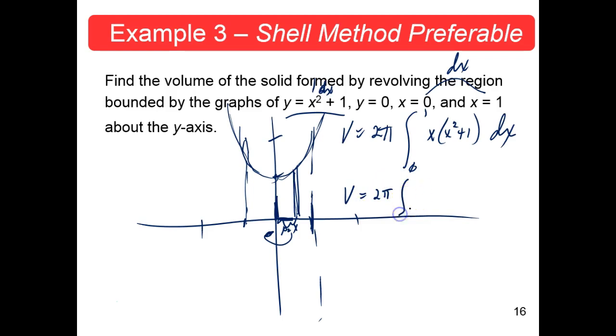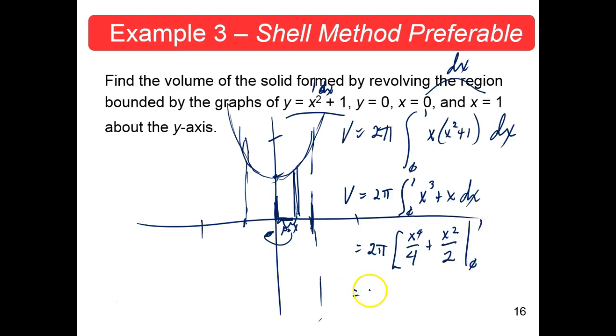Did someone say distribute? Good choice. What would that give us? x cubed plus x dx. So now we're ready to integrate 2 pi times x to the 4th over 4 plus x squared over 2, evaluated from 0 to 1. This will be 2 pi times, anyone make a guess on that?